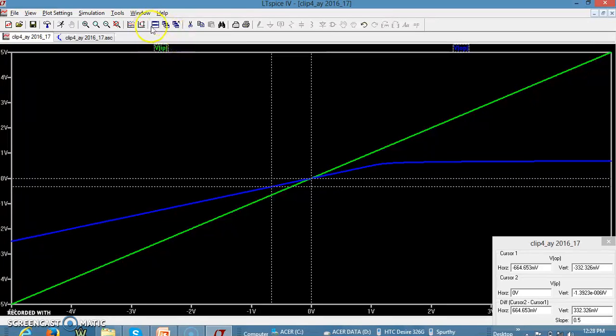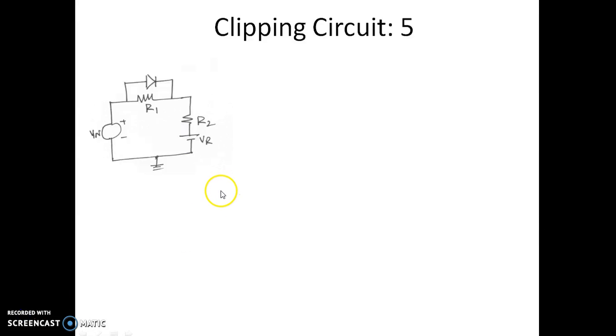If you change the values of R1, R2, then the slope of your output voltage changes, and it will always be less than 1, irrespective of the values of R1, R2. So we shall go to the next circuit and analyze one more clipping circuit and then do the simulation of the same. Now we'll have an analysis of this particular circuit.